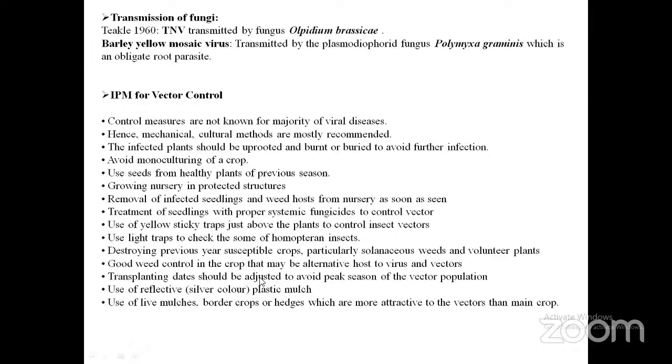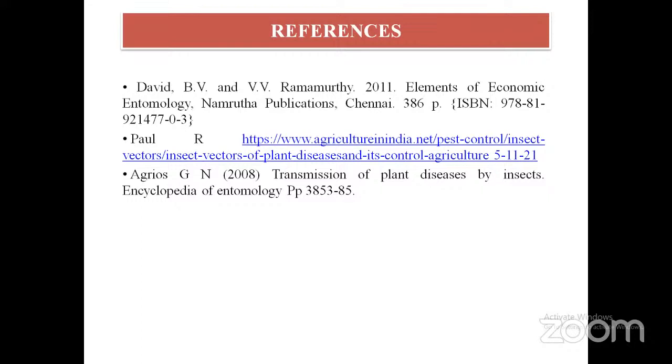Use of reflective plastic mulches. These are in the trend, and these can be seen affecting the movement of vectors in the fields. Use of live mulches, border crops or hedges, which are more attractive to the vectors than the main crops. So the main crop will be in profit, as it may not be attacked as much as the side crops. These are some of the references I've taken. And this is from my side.